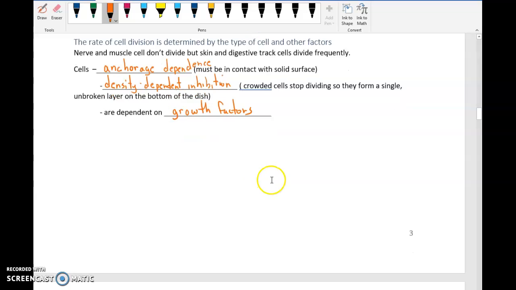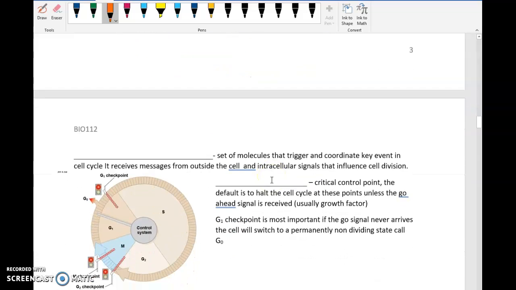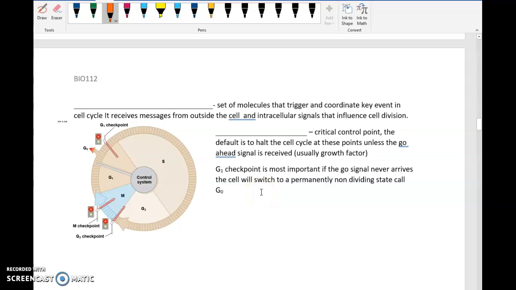So let's look again at our cell cycle. This time we've got a few more things to look at. We've got a control system here in the middle. And this control system is a set of molecules that trigger and coordinate key events in the cell cycle. It can receive messages from outside the cell and use intercellular signals to influence cell division. So this is our control system as it goes around.